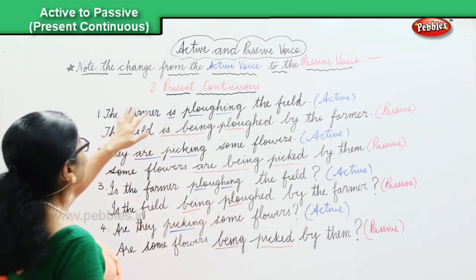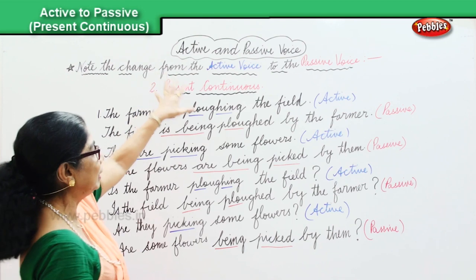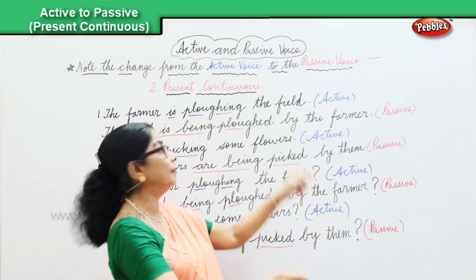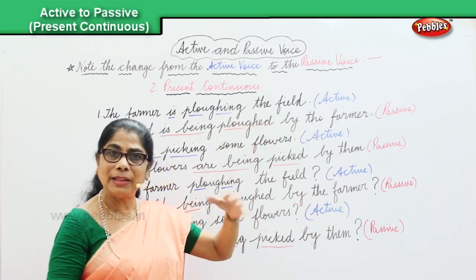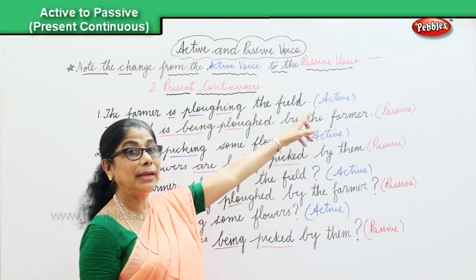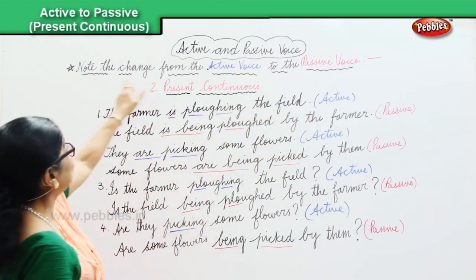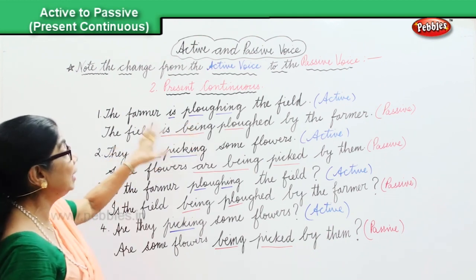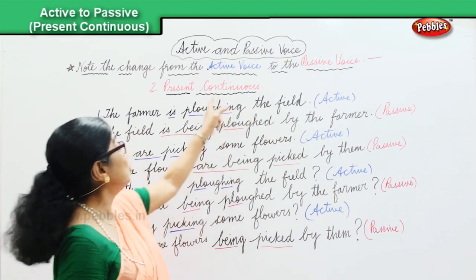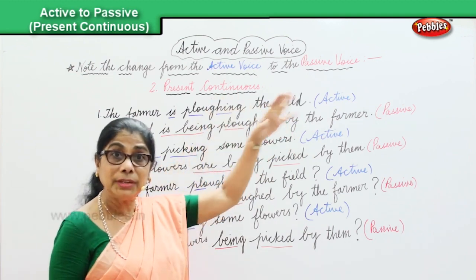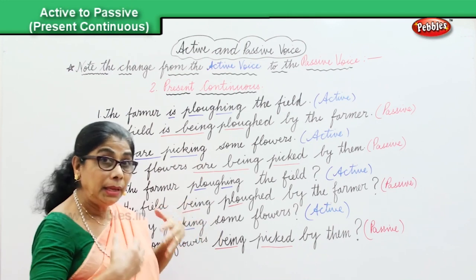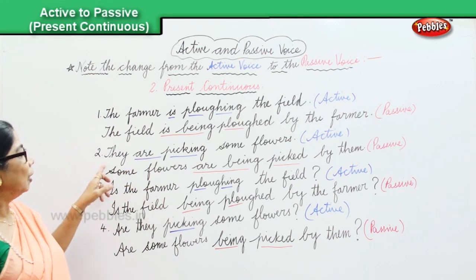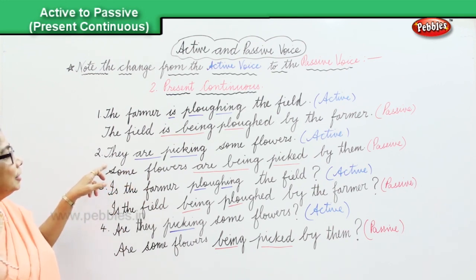Okay? Now, these are all in the present continuous. The farmer is plowing the field. Present. And the work is going on. It's in the active. Now look at the changeover. We're supposed to note the change from the active to the passive. The field is being plowed. Here also it's continuing. The field is being plowed by the farmer. That's passive.